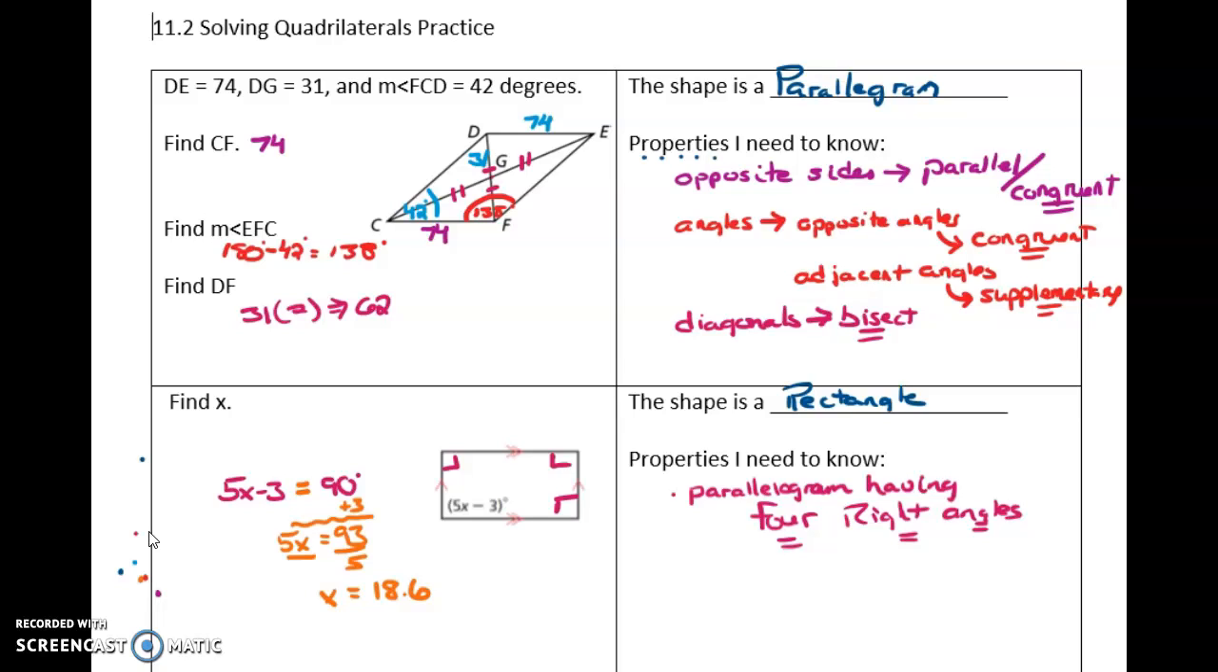So that's it for this problem. That's all they want to know. If you're looking for x, x is going to be 18.6. If you plug it back in, that should make a right angle. It should make 90 degrees.